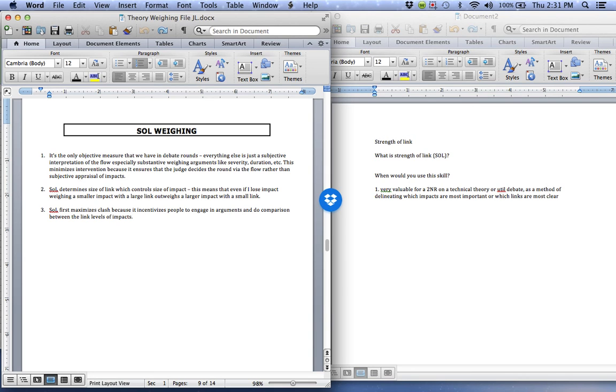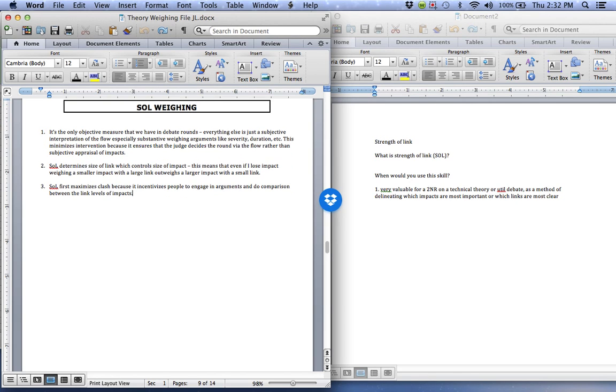Second argument is strength of link determines size of link, which controls size of impact. This means that even if I lose impact weighing, a smaller impact with a larger link outweighs a larger impact with a smaller link. Third argument is that strength of link first maximizes clash because it incentivizes people to engage in arguments and do comparison between the link levels of impacts. Clash is key to education because it's the mechanism by which we actually learn. Also key to fairness because it ensures that the better debater in round wins, not the person who's better at tricks.